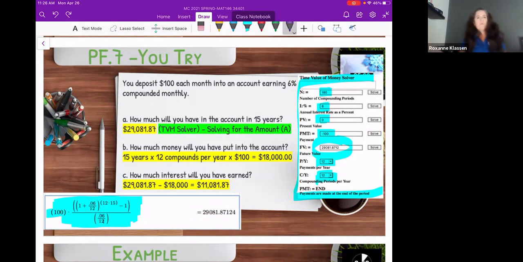Anyone else figure out what they were doing incorrectly? Because I know this is very frustrating, to put it all in and then get a wrong answer. So if you use TVM, try the formula, right, to make sure you can get it. It's even just typing in exactly what I have on the screen. If you use the formula, then try TVM.